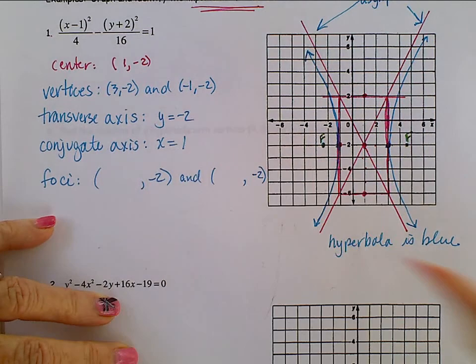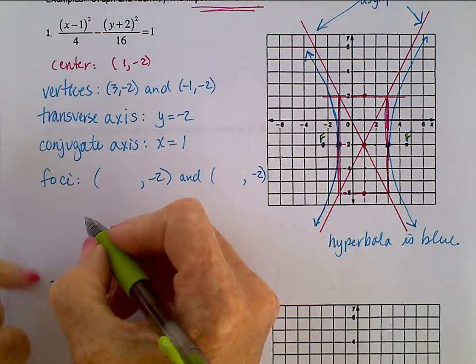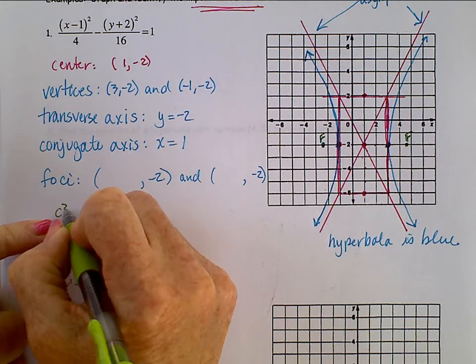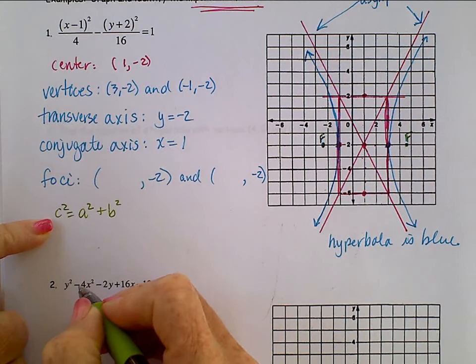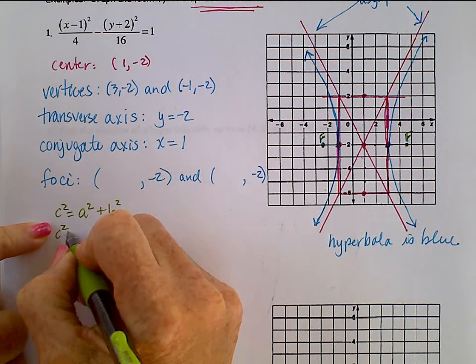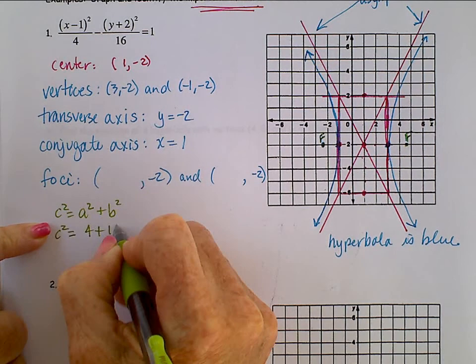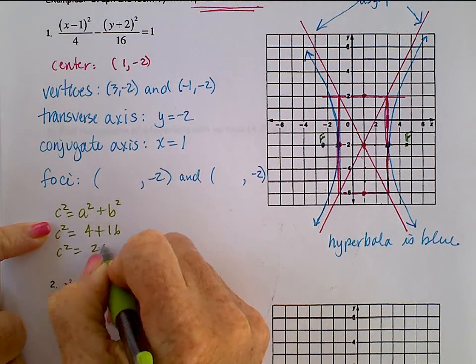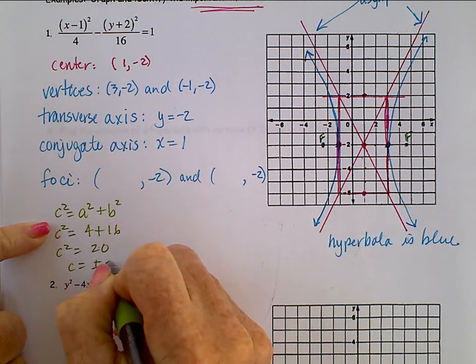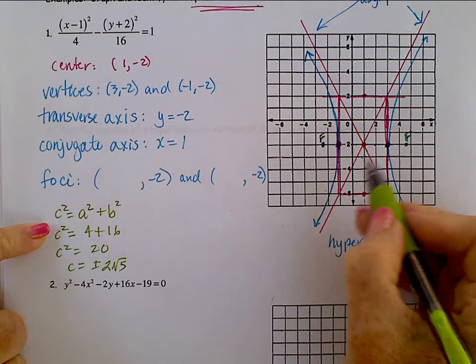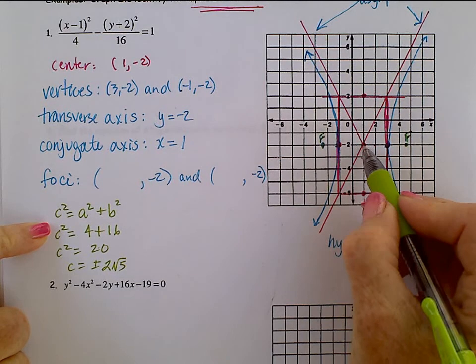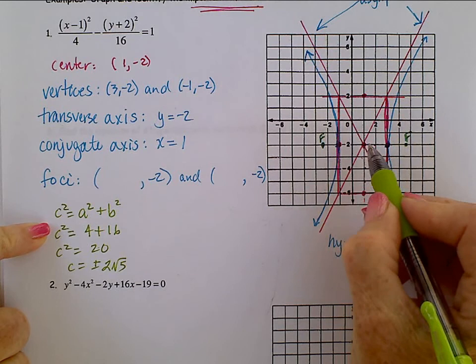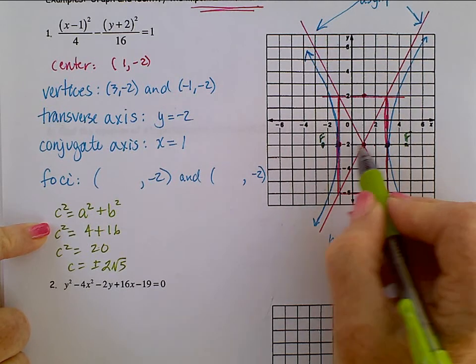To find that x coordinate, we'll have to go through c squared is a squared plus b squared for a hyperbola. So c squared is 4 plus 16. C is plus or minus 2 square root 5. Again, that's the distance from the center. So the x coordinates are 1 plus 2 square root 5 and 1 minus 2 square root 5.